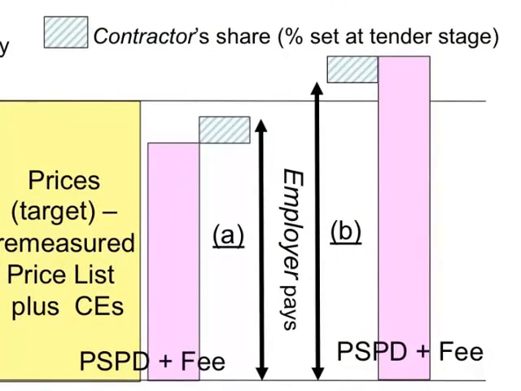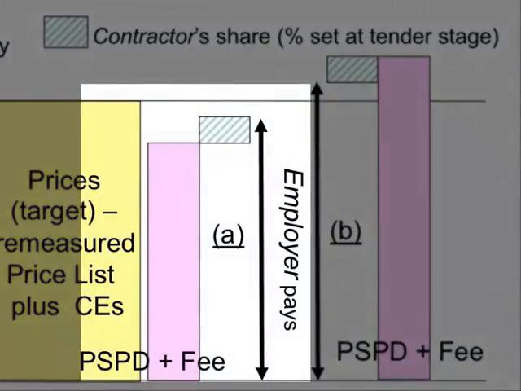Scenario A shows a target that has increased. It has increased because items in the price list have been remeasured, but also we have some compensation events that have occurred. Scenario A shows the defined cost plus fee being less than the target, so a saving has been generated. And it also shows how the saving is shared with the contractor.